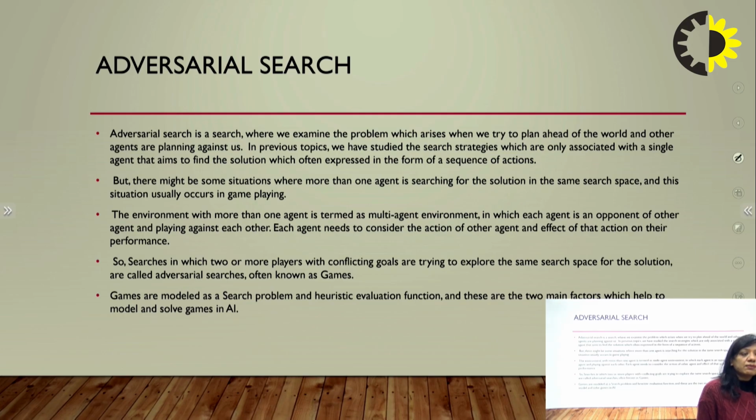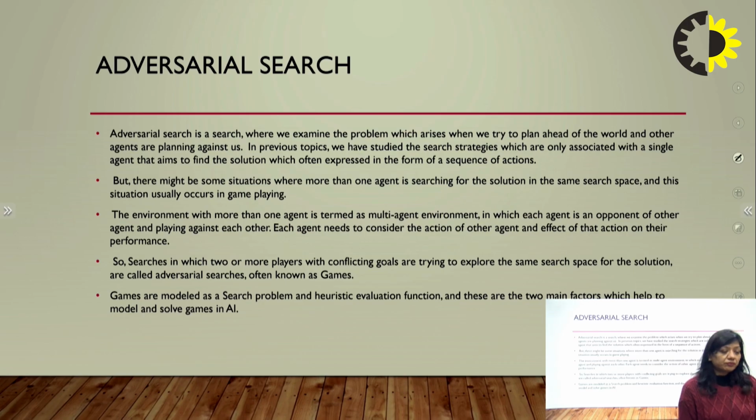But there might be some situations where more than one agent is searching for the solution in the same search space, and this situation generally occurs in game playing. So an environment with more than one agent is termed a multi-agent environment, in which each agent is an opponent of the other agents and plays against them. Each agent needs to consider the actions of other agents and the effect of those actions on their performance.